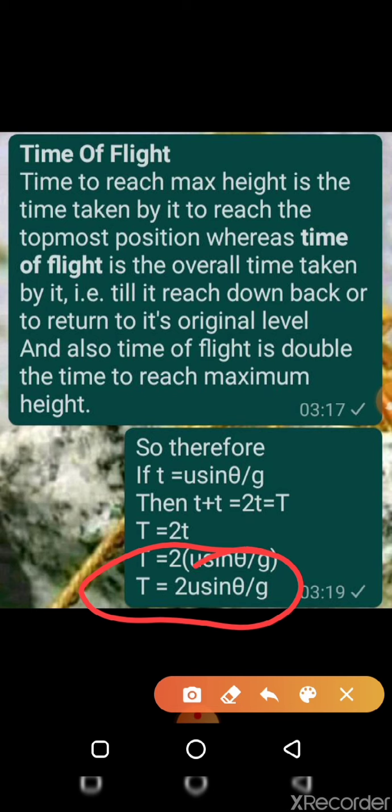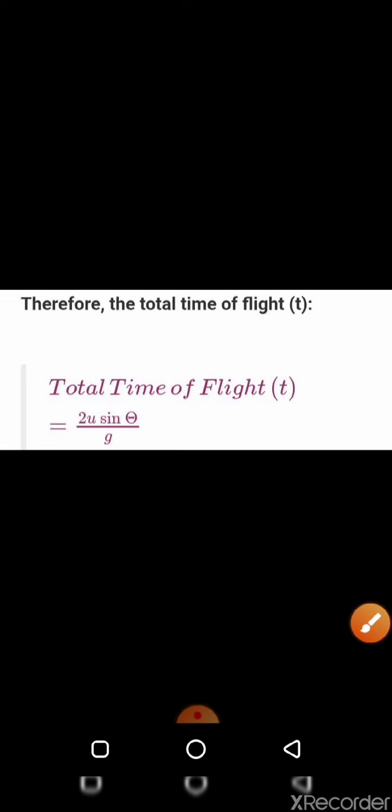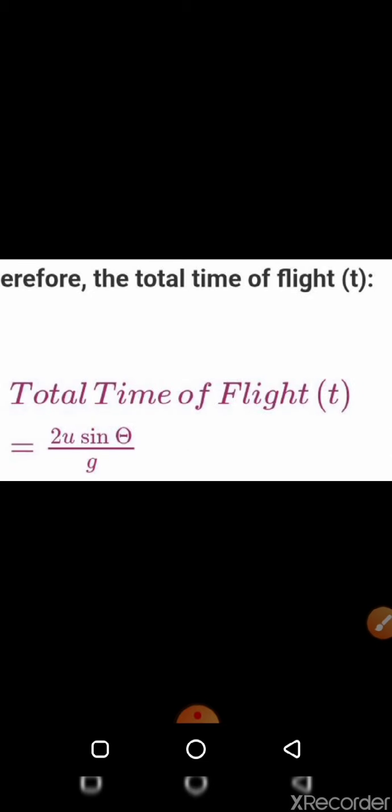So that is double the time taken to reach the maximum height. So the summary is that the total time of flight, which is our capital T, equals 2u sine theta over g.